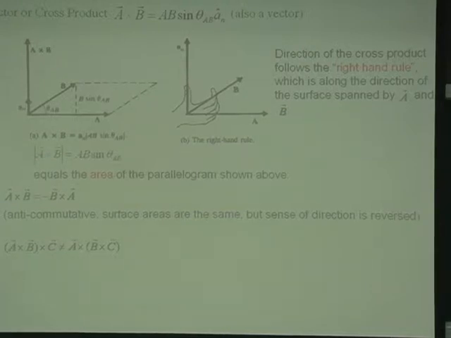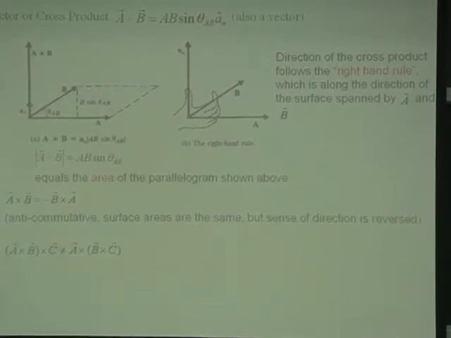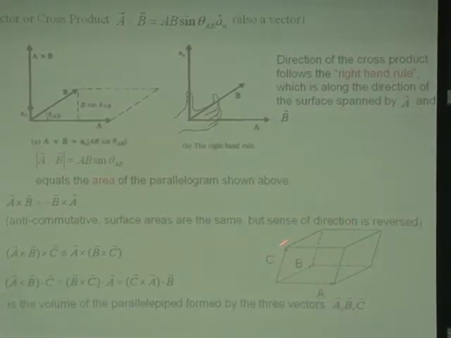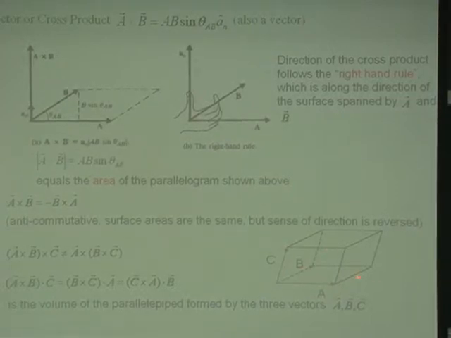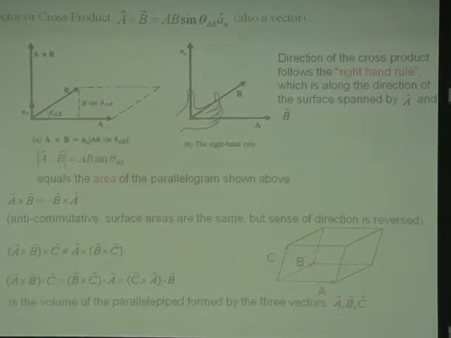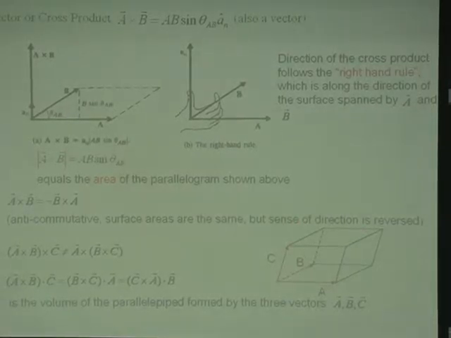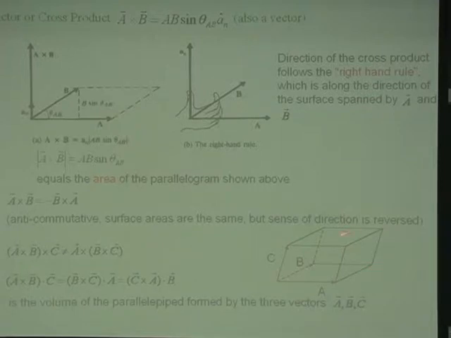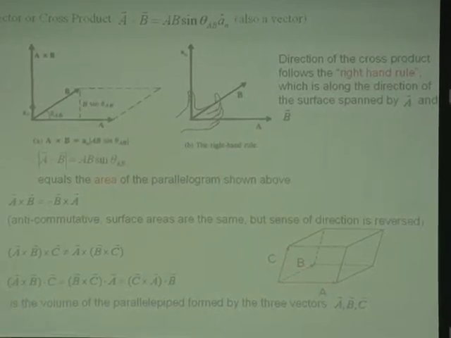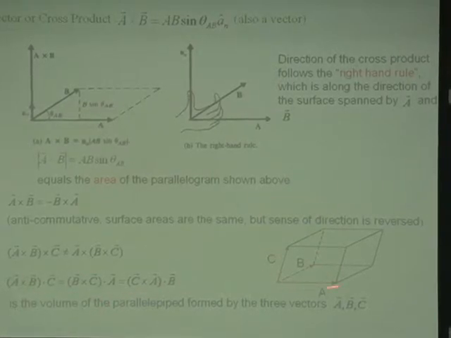Okay, and now that we know this is the area, there's a way to calculate the volume. For example, if you want to calculate the volume of this, well, the first step is to calculate the area of this, and then do a dot product with C to get the volume of this box. Okay, so the volume is conserved no matter you calculate the area of A cross B first or B cross C first. So basically, these three expressions all calculate the volume of this box.